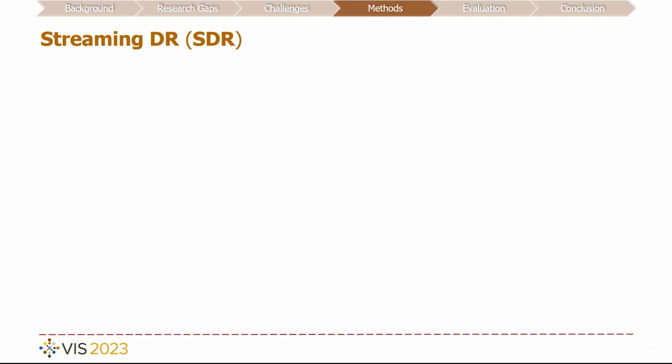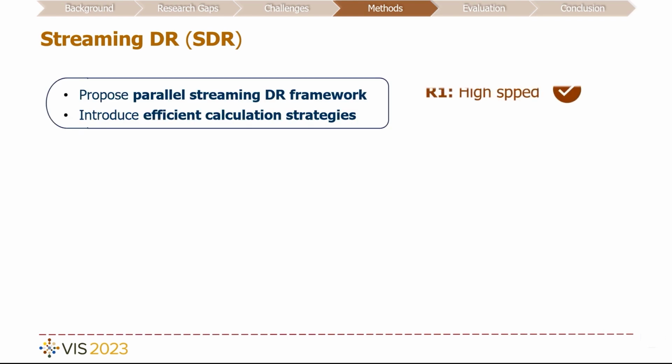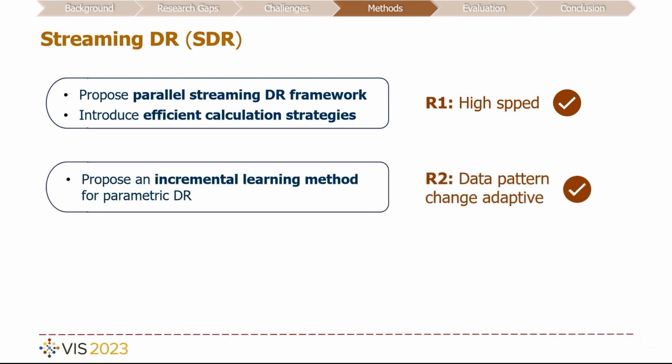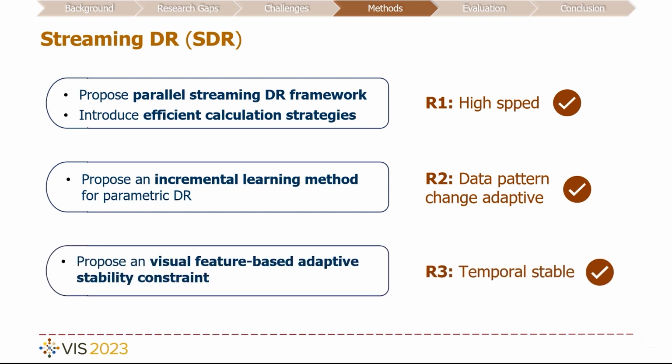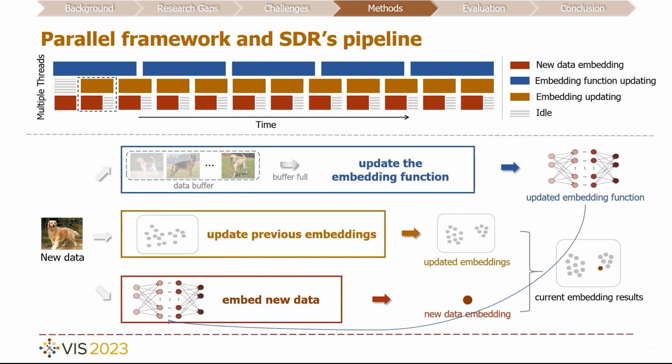To tackle the aforementioned challenges, we introduce a streaming dimensionality reduction approach known as SDR. Firstly, we present a parallel streaming DR framework and incorporate efficient calculation strategies into each specific module to enhance processing speed. Secondly, we introduce an incremental learning method designed for parametric DR techniques to accommodate changes in data patterns. Additionally, we incorporate a visual feature-based adaptive stability constraint into the incremental updating process, ensuring the stability of the embedding results.